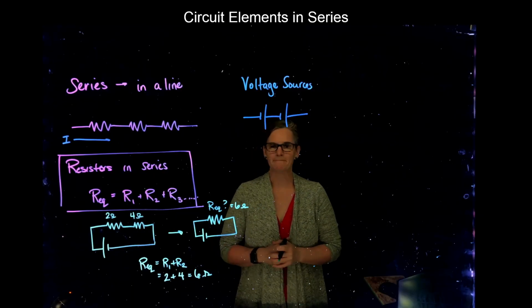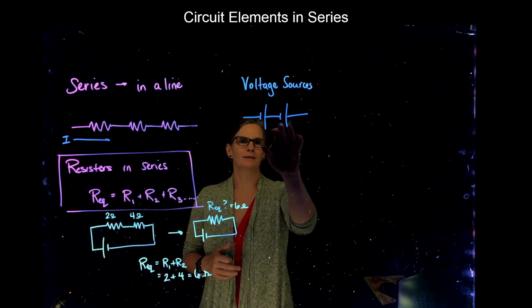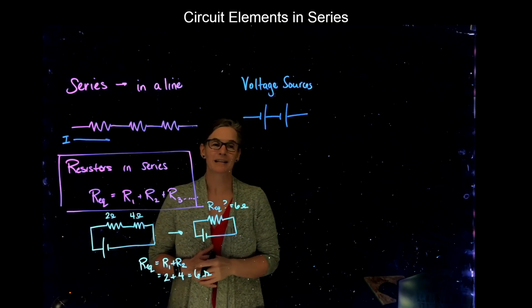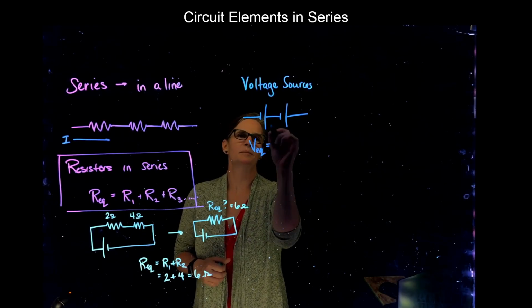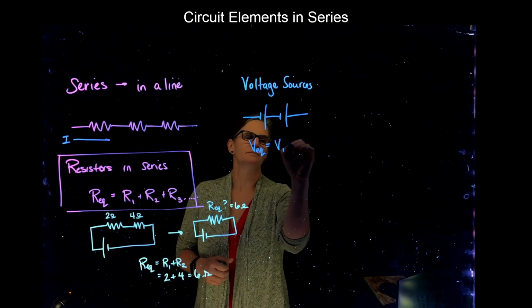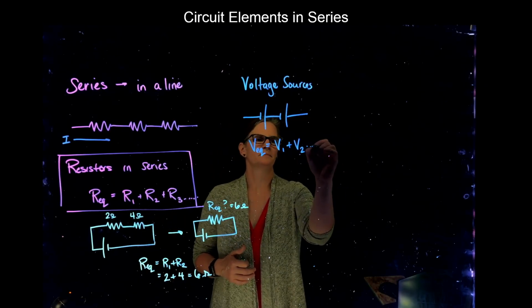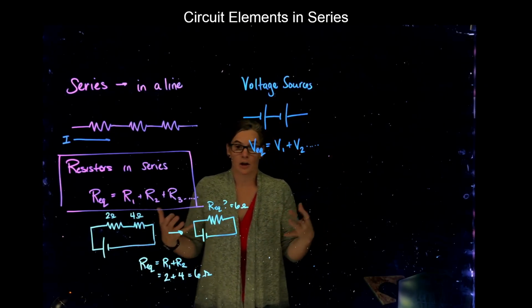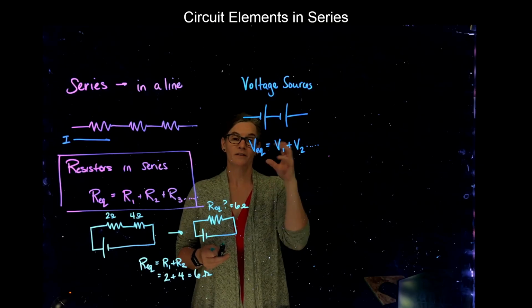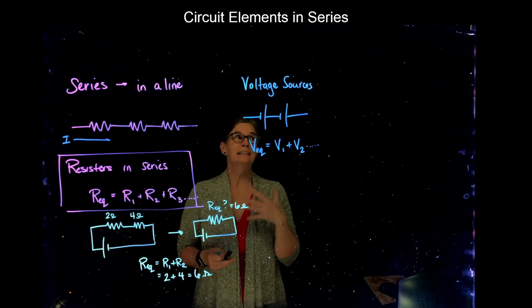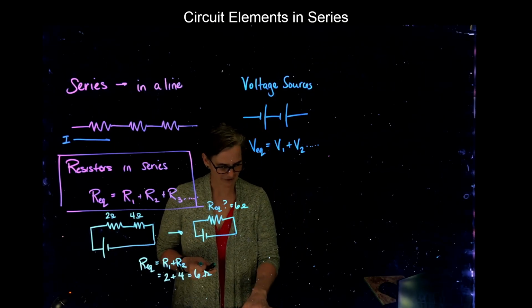So when batteries are connected low to high, in the same orientation, the equivalent voltage is simply the sum of the two sources, and so on. So they make a larger and larger voltage source. A D battery is 1.5 volts. If I put two D batteries into my flashlight, I now have 3 volts, 1.5 plus 1.5.